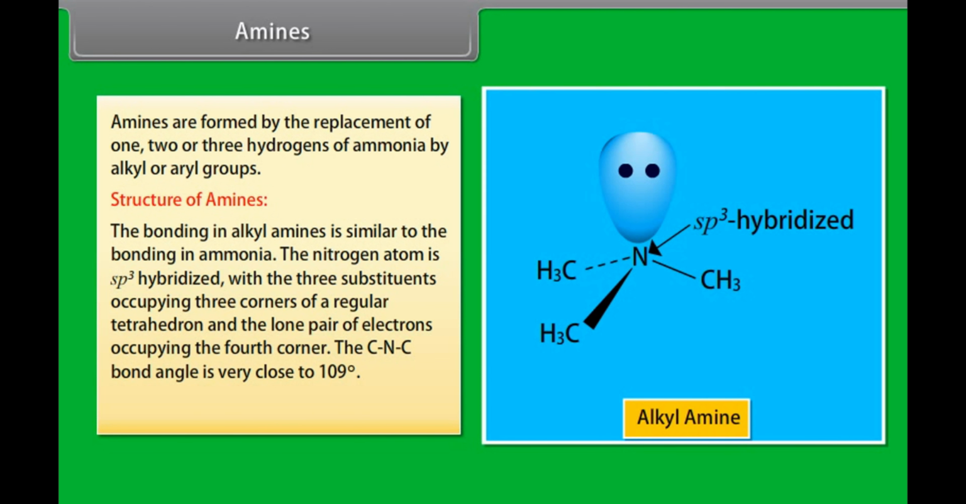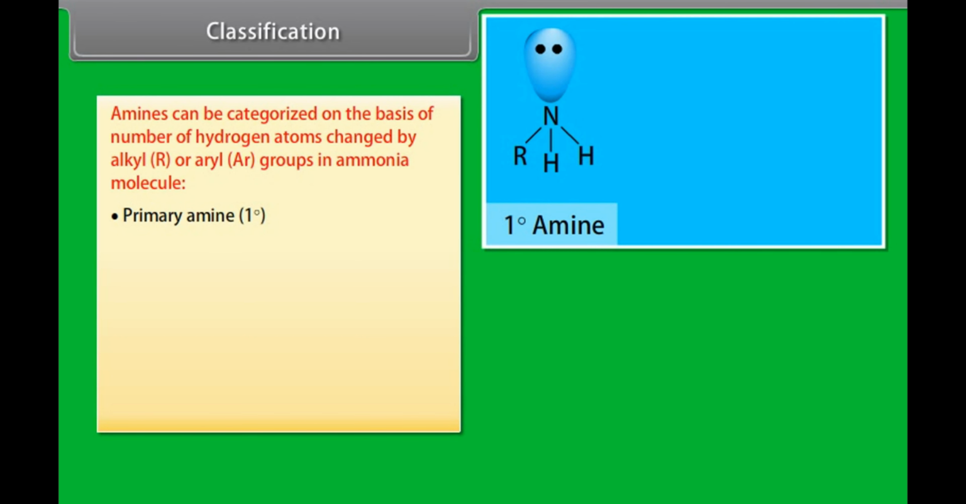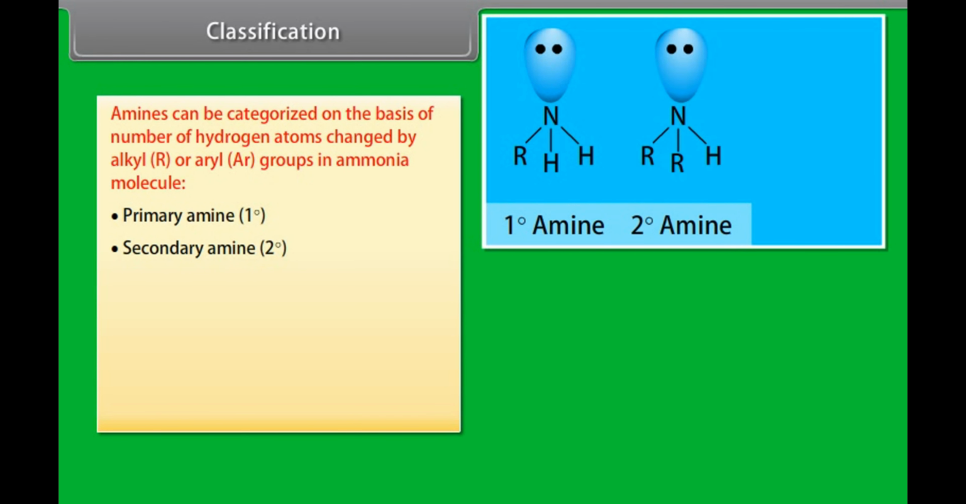The C-N-C bond angle is very close to 109 degrees. For example, 108 degrees in trimethylamine. Classification. Amines can be categorized on the basis of number of hydrogen atoms replaced by alkyl or aryl groups in ammonia molecule: primary amine, that is 1 degree, secondary amine, that is 2 degree, and tertiary amine, that is 3 degree.